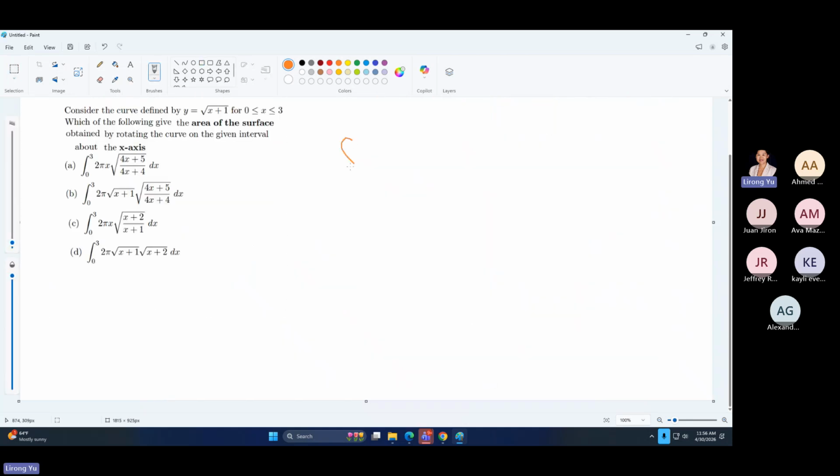The formula for surface area is from section 7.5. It's the integration of 2 pi r dl, which is 1 plus.